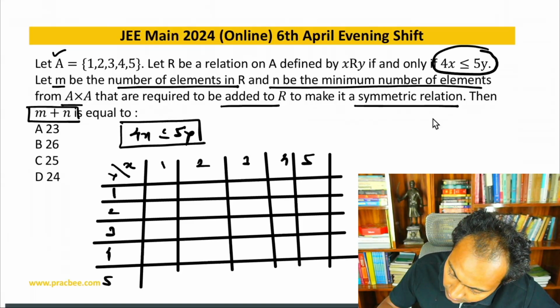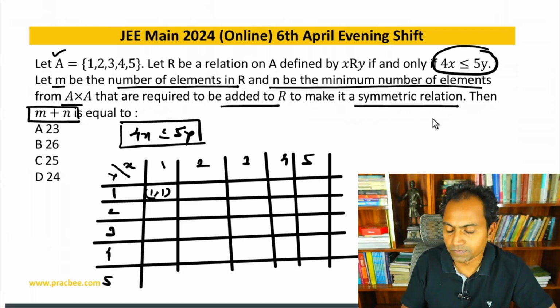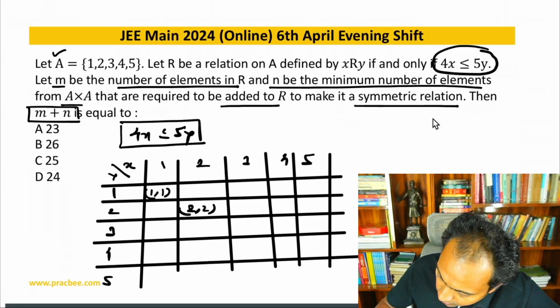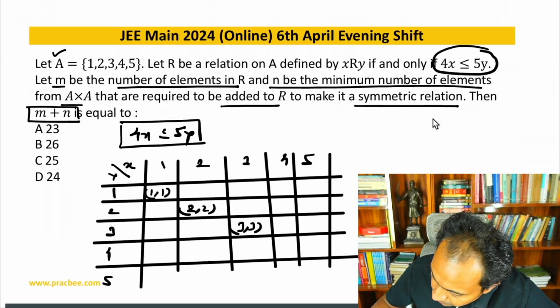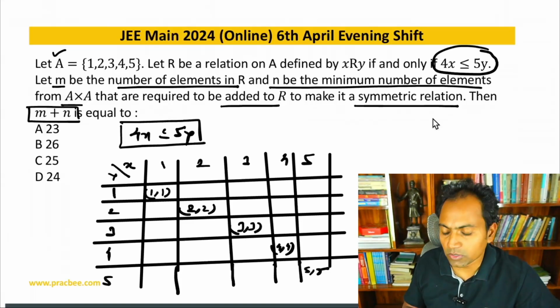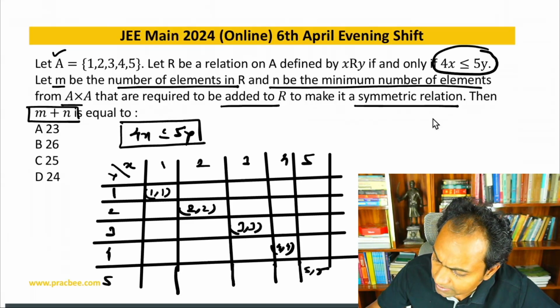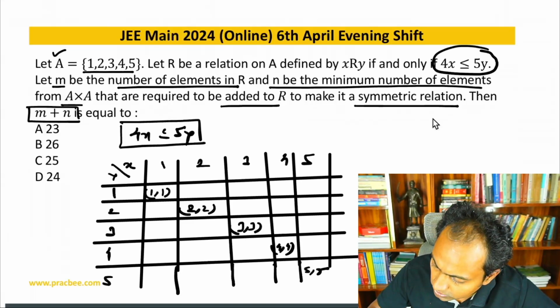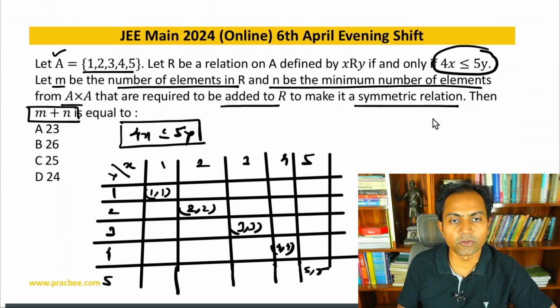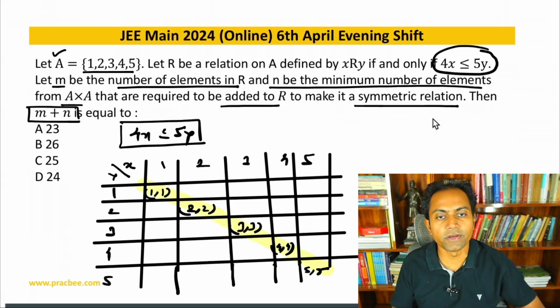Now you can see that here this is an element that is 1, 1, where x and y both are 1 and 1. Here there is an element that is 2, 2. Here we will have an element 3, 3, 4, 4 and simply 5, 5. Once you have this, it is very simple to understand that if I put any of these values where x and y are equal, it is obvious that since 1, 2, 3, 4, 5 are all positive values, 5y will be greater than or equal to 4x. So all of these values will by default satisfy. So we can see that all of these values are required to be there in the relation.